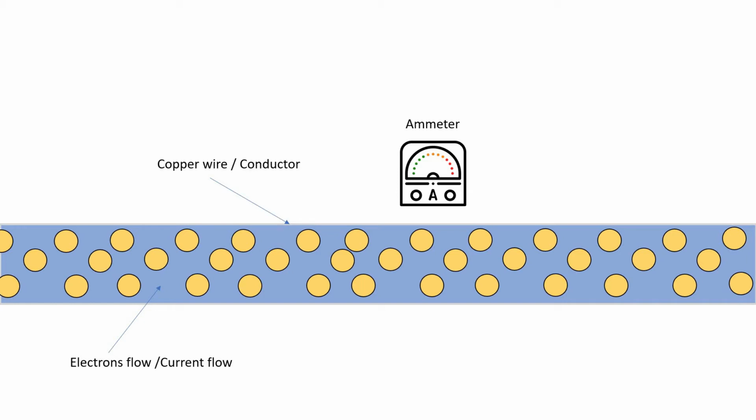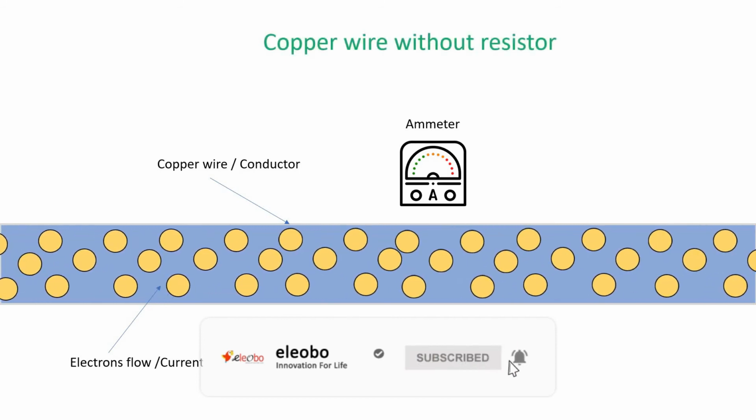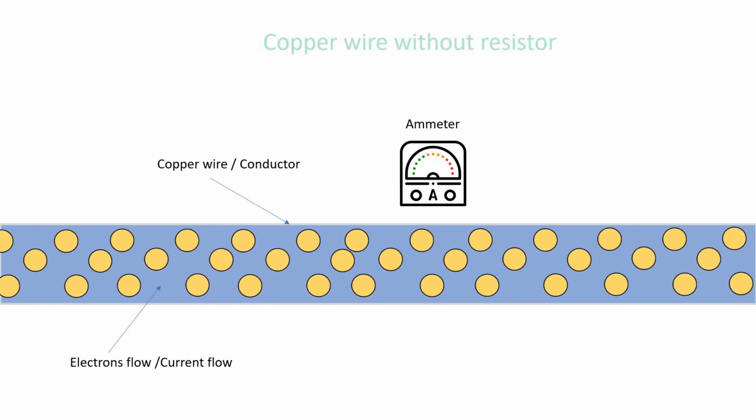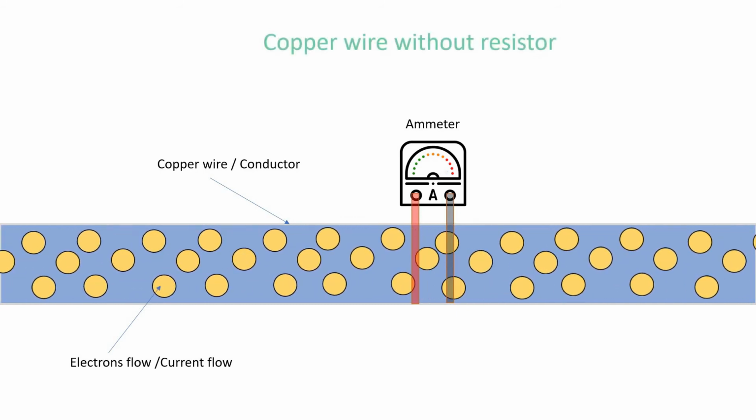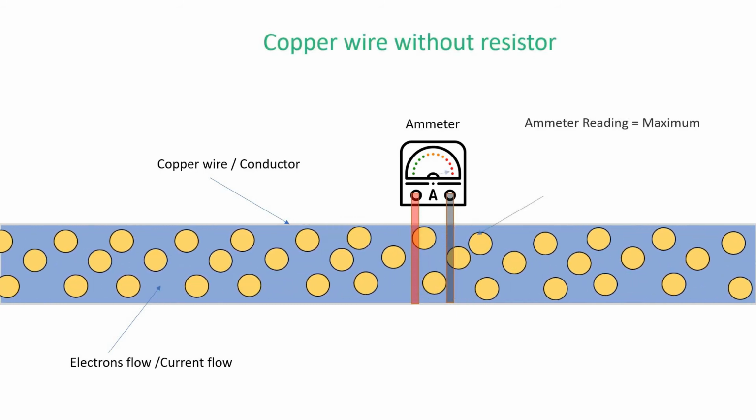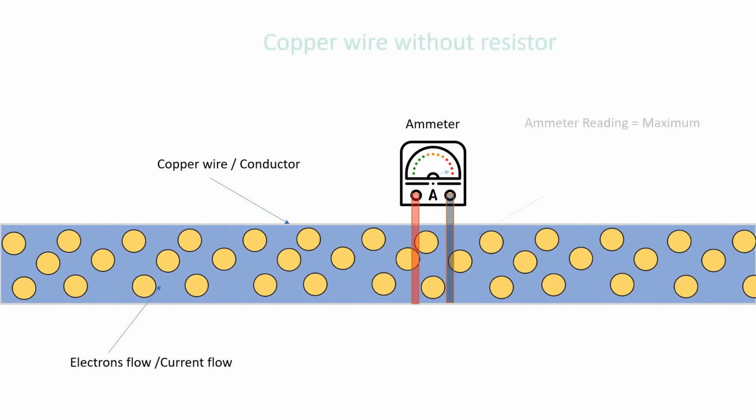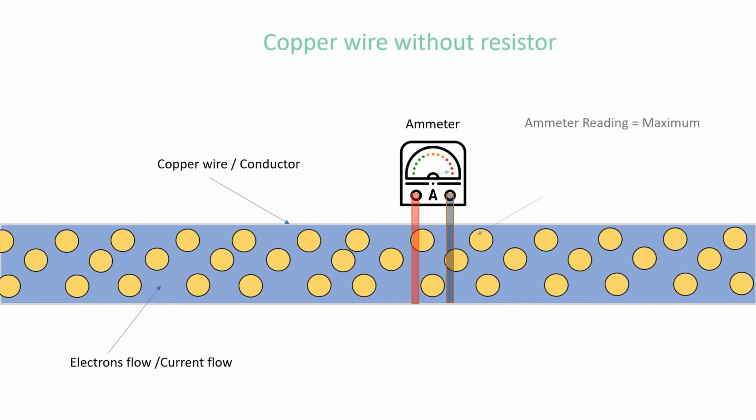Okay, we can understand the resistor with this simple animation. This is a copper wire. Now assume it has zero resistance. If we apply a voltage, then the electrons get energized and start to move through the wire. And we can measure the current using an ammeter. Here you can see the ammeter shows a high current because the copper wire has no resistance to slow down the electrons. That means electrons move at full speed.